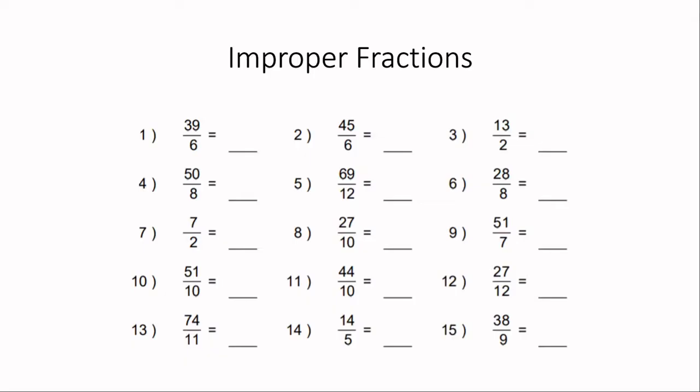Let's get started. Here we have some examples of improper fractions, or you might call them top-heavy fractions. Now, the reason we call them top-heavy fractions is because the number at the top of these fractions, or the numerator, is bigger than the number at the bottom of these fractions, or the denominator.